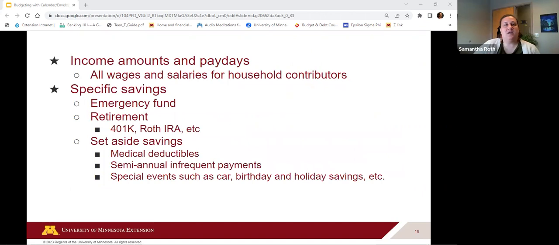You're also going to want your income amounts and when your paydays are, so that you can visually represent that. All wages and salaries for household contributors should be included in that.